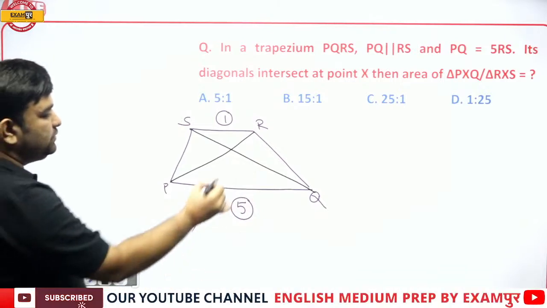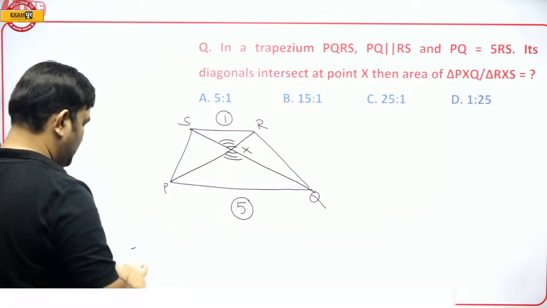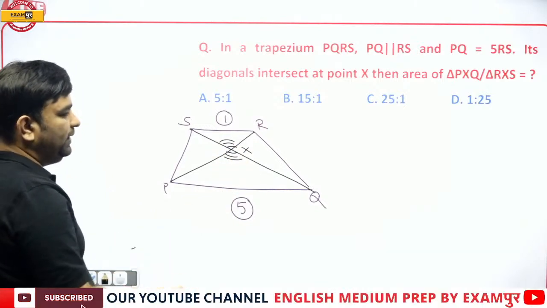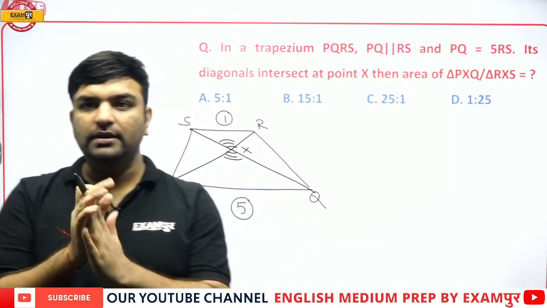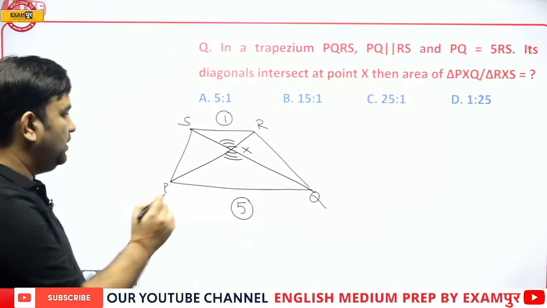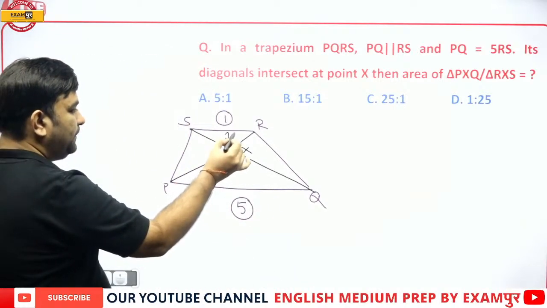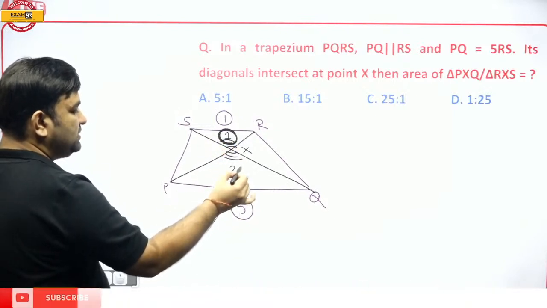Again, these triangles will be similar triangles. So their areas are going to be in the proportion of the squares of their corresponding sides. 1 square is 1, and 5 square is 25.